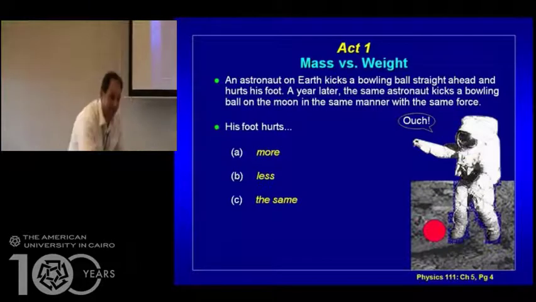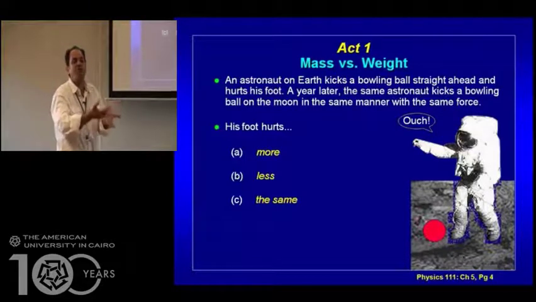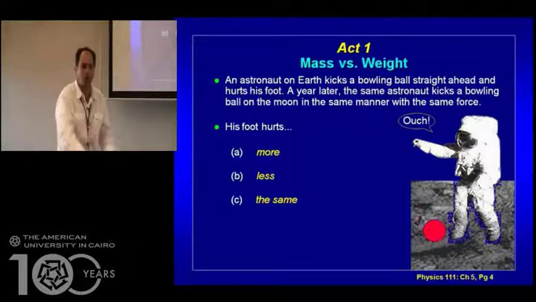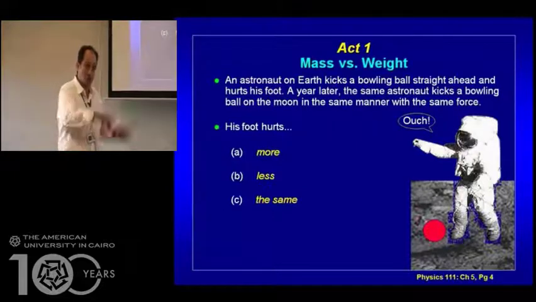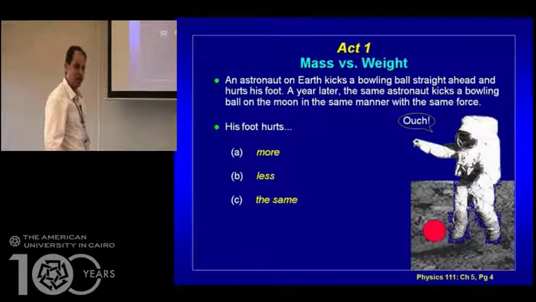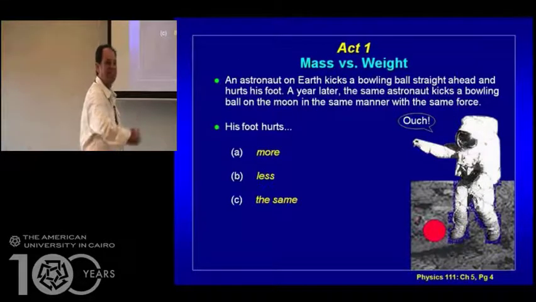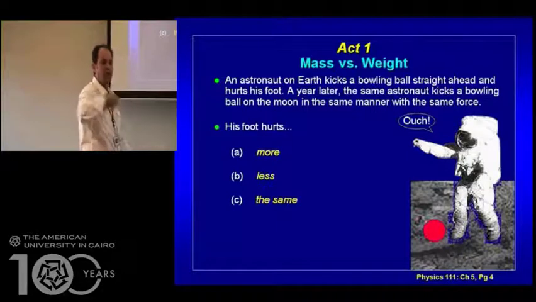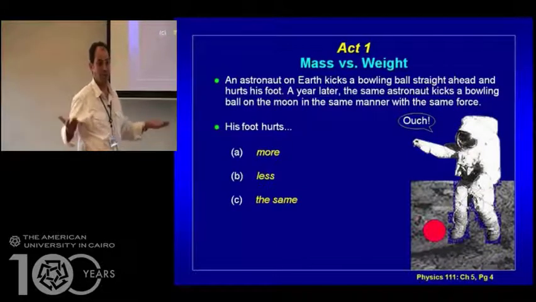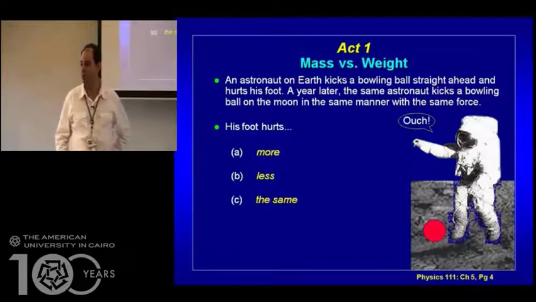If I'm going to carry it up, I will put less force to carry it up because the weight is less on the moon. But if I'm going to kick it that way with a force F, it's going to kick me back with the same force F. So if I do that on Earth, or I do it on the moon, it's going to be the same. I'm going to feel exactly the same hurt.